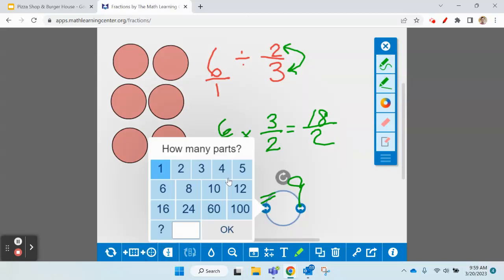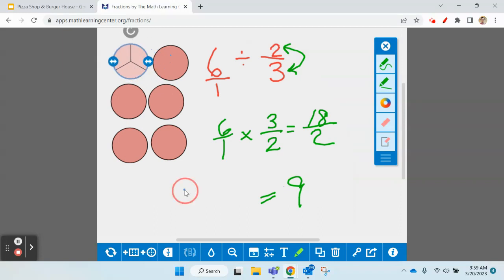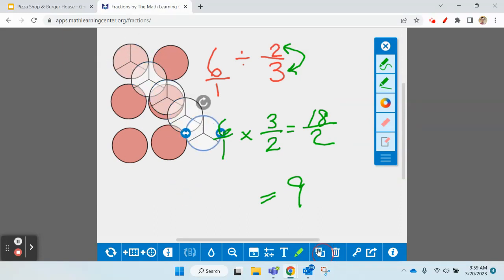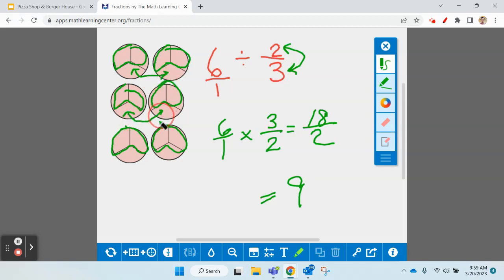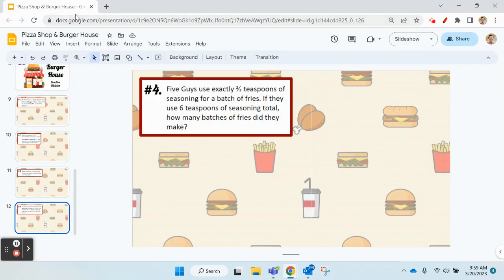Okay, where do we see that in our picture? If we're splitting it up into thirds, and 2/3 makes a batch. Here's 1, 2/3, 1, 2, 3, 4, 5, 6, and then what we can do is take this third, combine it with this third to make another 2/3. So 6, 7, 8, 9. All right, guys, hope that helps.